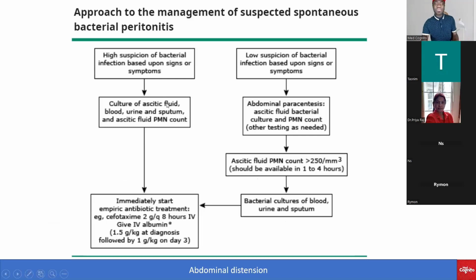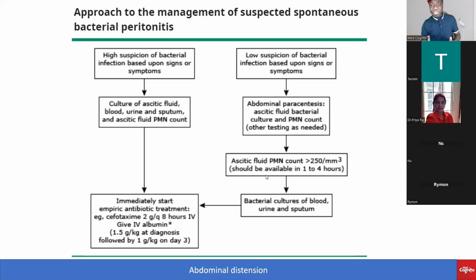So I'm going to take you through the approach to the management of suspected spontaneous bacterial peritonitis. So if you have a high suspicion of bacterial infection based upon the signs and the symptoms, then what you want to do is that you want to culture the ascitic fluid. You want to culture blood, urine, sputum, and ascitic fluid for polymorphonuclear leukocyte counts. And immediately you want to start your empiric antibiotics. And this is from UpToDate. You want to do cefotaxime and you want to give IV albumin. So two things you give in patients with spontaneous bacterial peritonitis: cefotaxime or ceftriaxone and IV albumin.